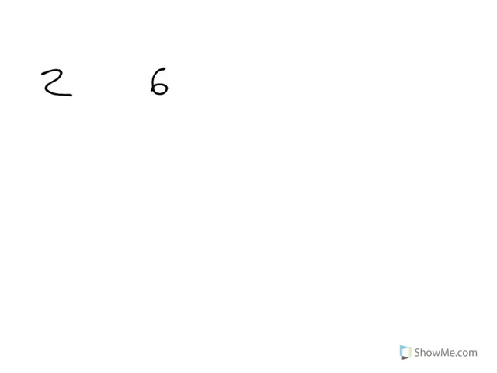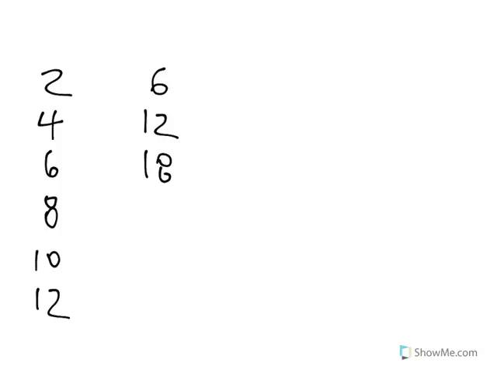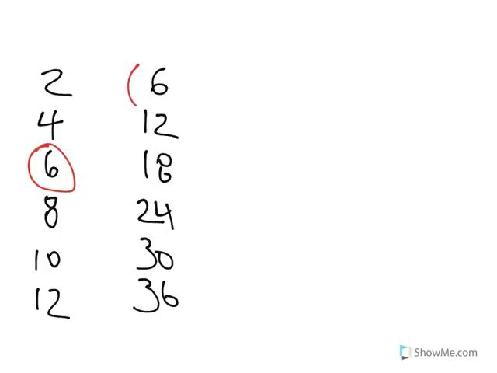One way of doing that, probably the most straightforward, is to start adding. 2 plus 2 equals 4, plus 2 more is 6, plus 2 more is 8, plus 2 more is 10, plus 2 more is 12, and so on. And in this column here, 6 plus 6 is 12, plus 6 is 18, plus 6 is 24, plus 6 is 30, plus 6 is 36. Now the least common multiple is the one that occurs in both columns first. And in this case, that's going to be 6.